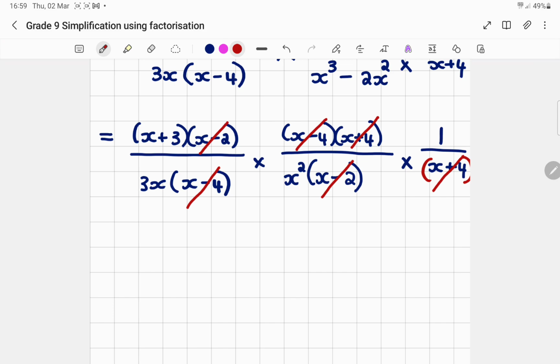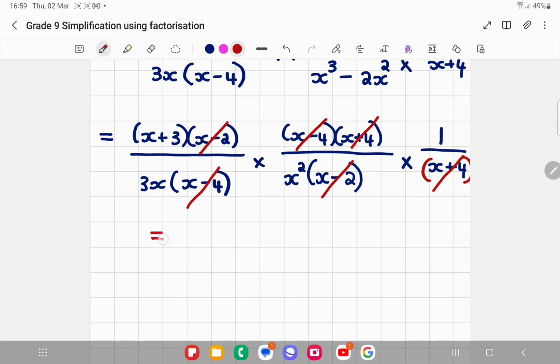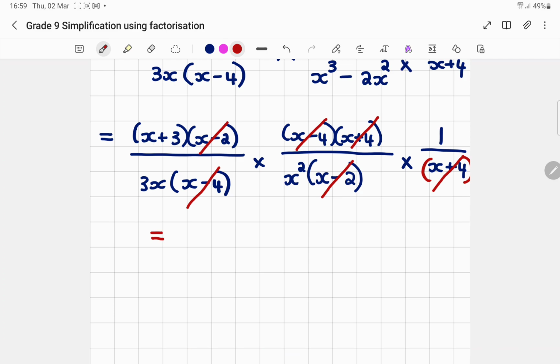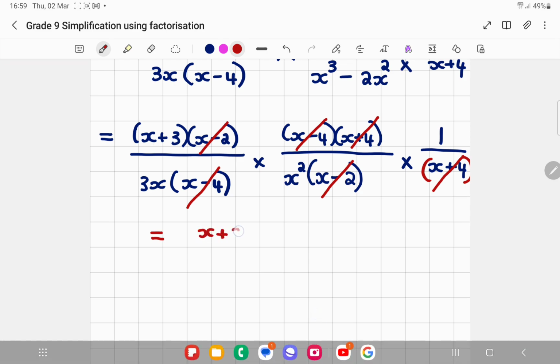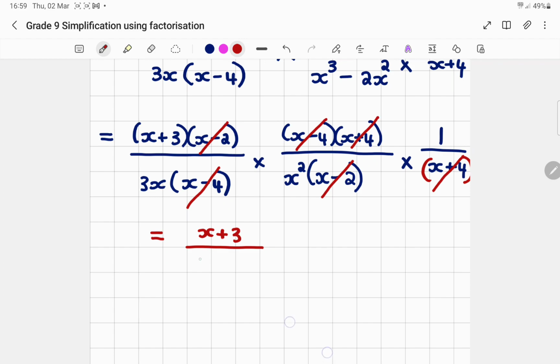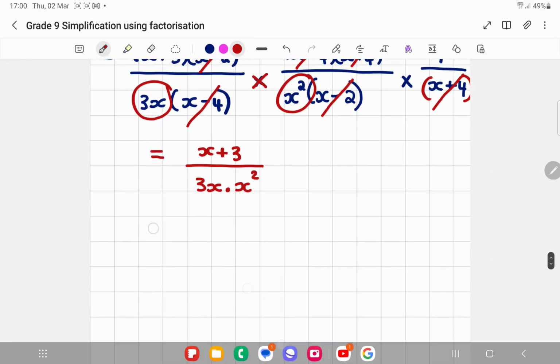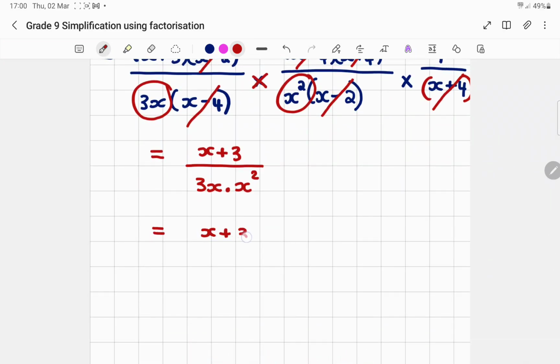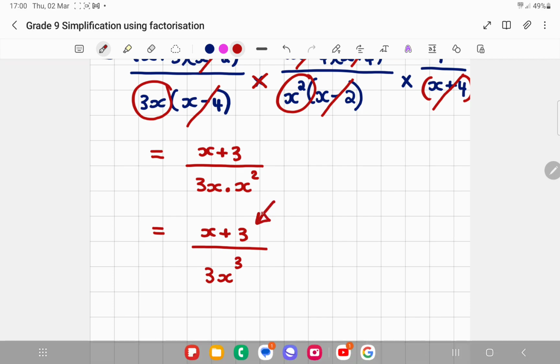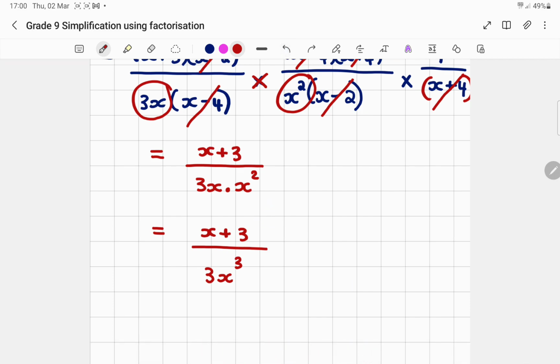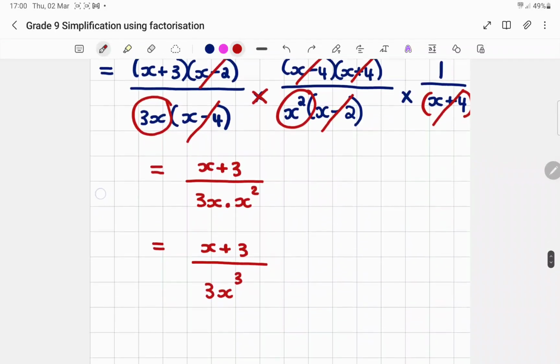So now I'm just going to bring everything together just to see that I haven't missed anything. At the top, it's x plus 3 times 1, which just stays an x plus 3, all over 3x times x squared. So you see it's 3x times x squared, which will leave me with x plus 3 over 3x to the power of 3. Okay, there's no way of factorizing that further. There's no HCF there. So that is your answer.